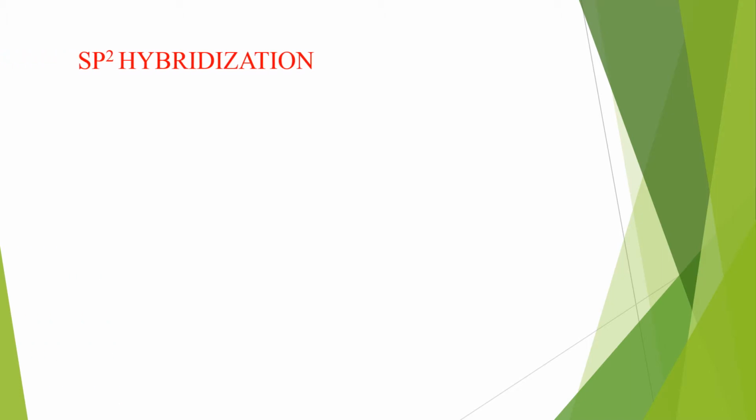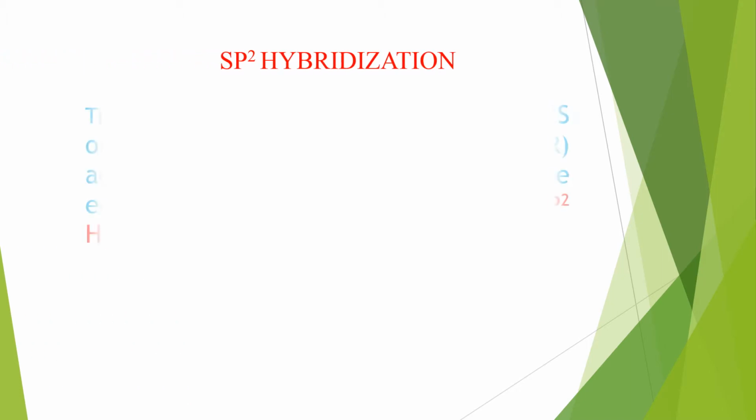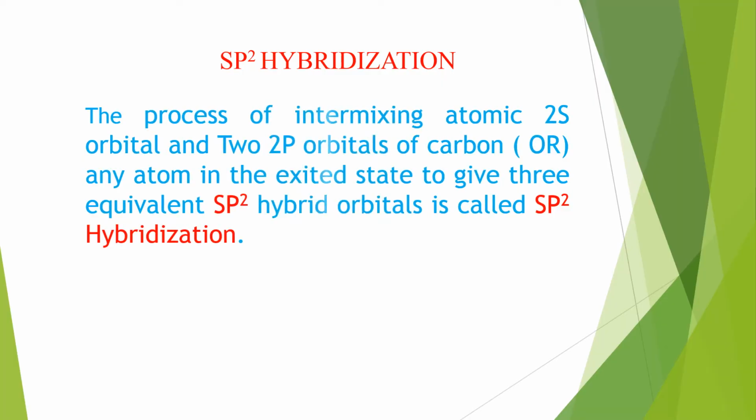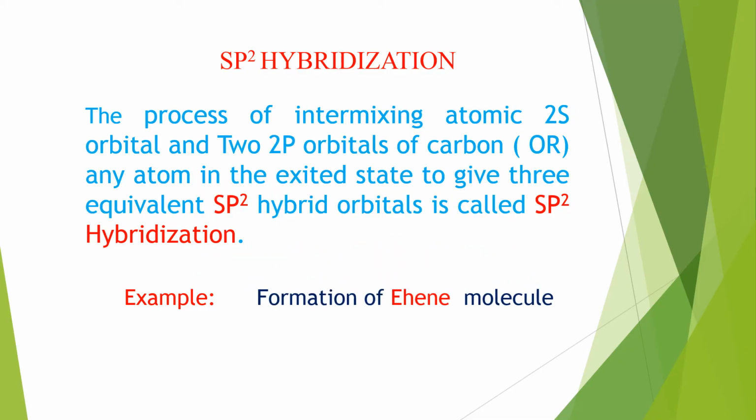What is meant by sp2 hybridization? sp2 hybridization is nothing but the intermixing of one s orbital and two p orbitals in the excited state. In sp2 hybridization, three hybrid orbitals are formed. Those three hybrid orbitals will have the same shape and the same energy but different orientation. Let us discuss the formation of the ethene molecule, where carbon undergoes sp2 hybridization.